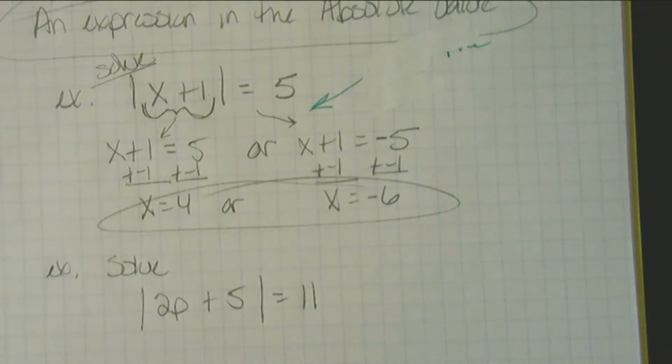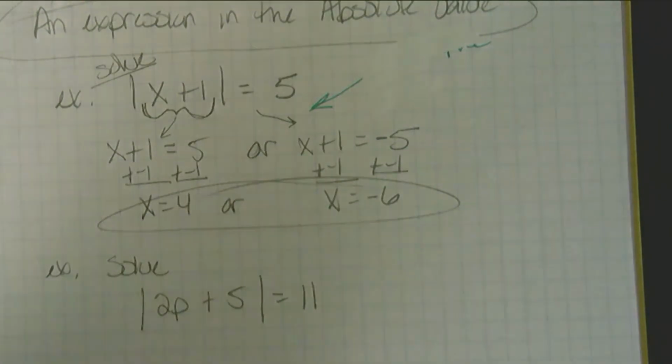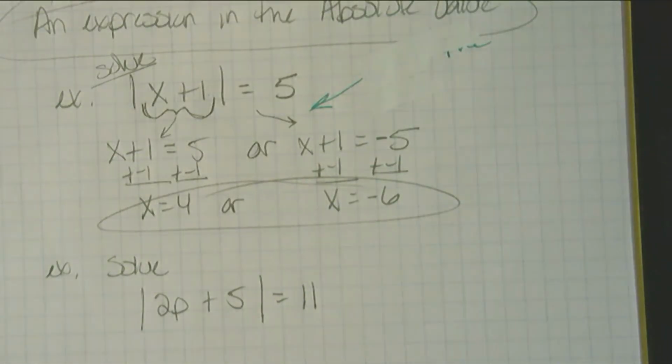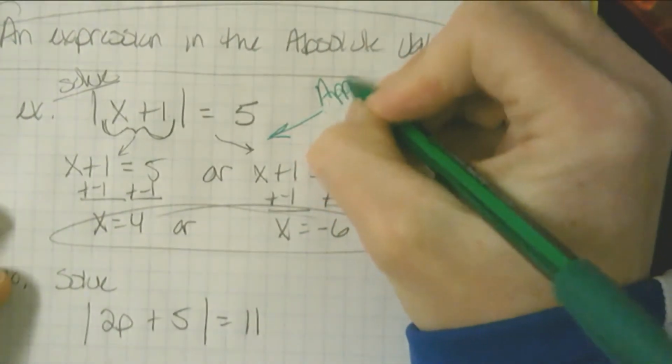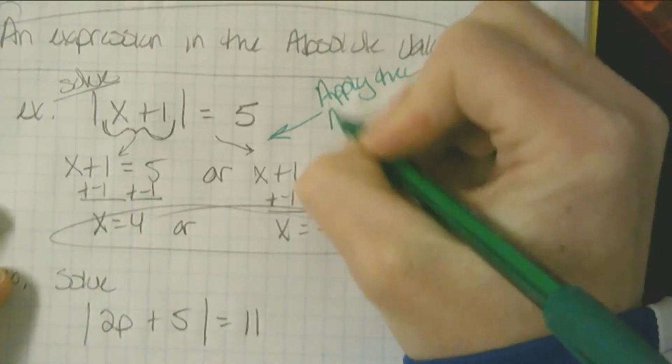The absolute value symbols are an operation. We have to actually apply them, just like we would 2 squared. That squared is an operation. I have to do 2 squared for me to be able to use it. So if I have 2 squared plus 5, I have to do 2 squared. That's 4. And then I have to add 5. So I have to apply the absolute value. So when we do this, we apply the absolute value.